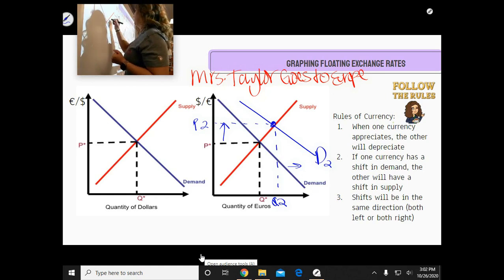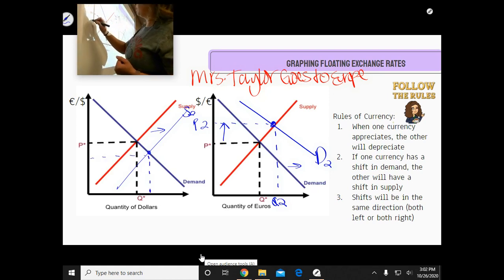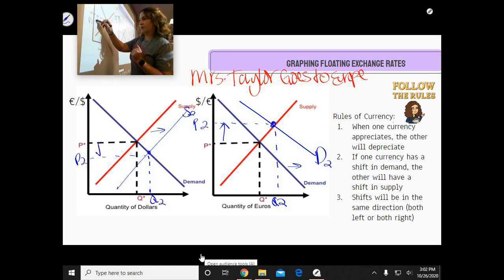So find your supply curve. Let's shift it to the right. Supply 2. P2, Q2. Don't forget your arrows between your equilibriums. Price fell, quantity increased, price went up over here, and quantity increased over here.